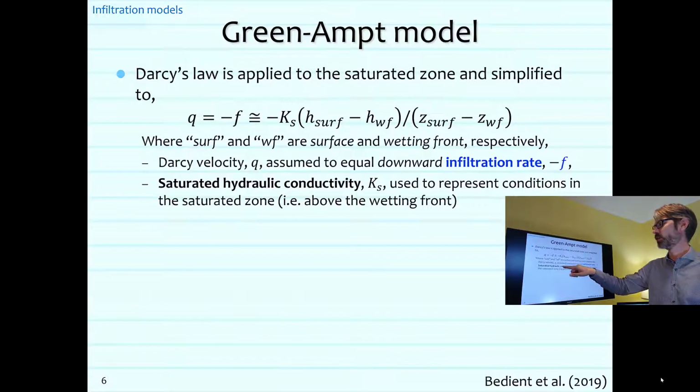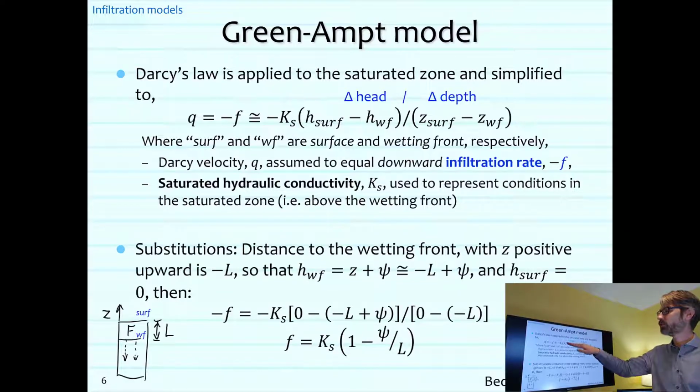Ks is our saturated hydraulic conductivity, and it's used to represent conditions in the saturated zone, in other words, above the wetting front. Then here we have the change in head, the head at the surface minus the head at the wetting front, over the change in depth, which is the elevation or the height at the surface, minus the height lower down at the wetting front.